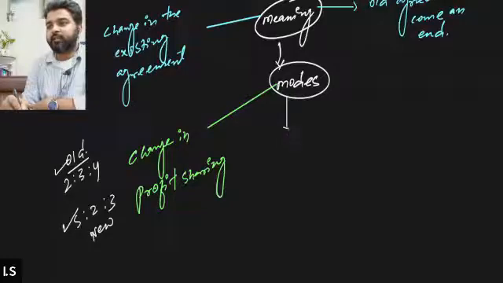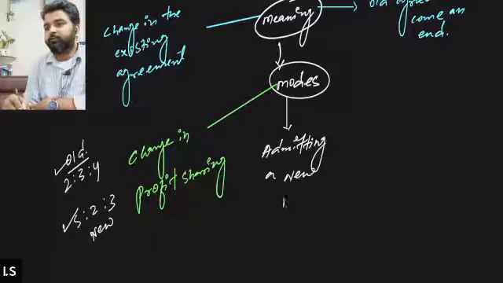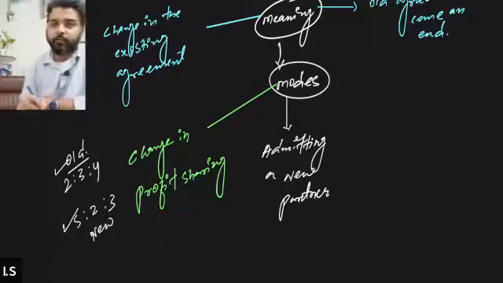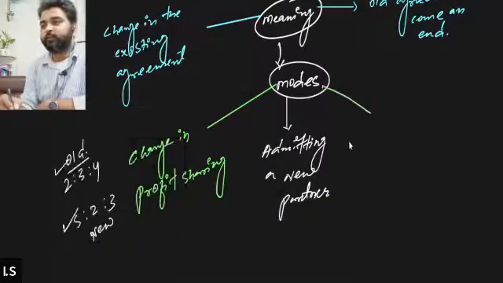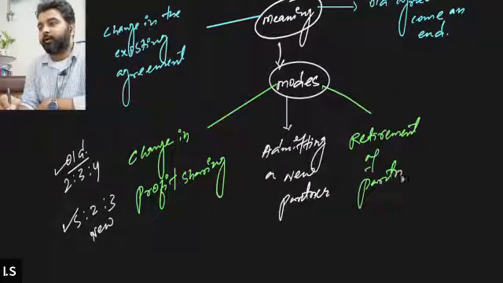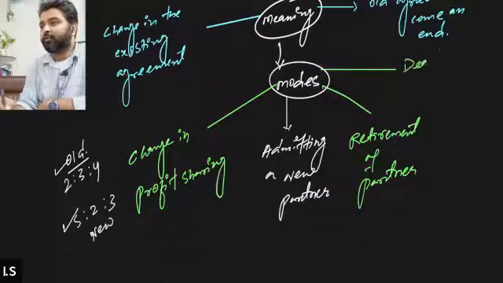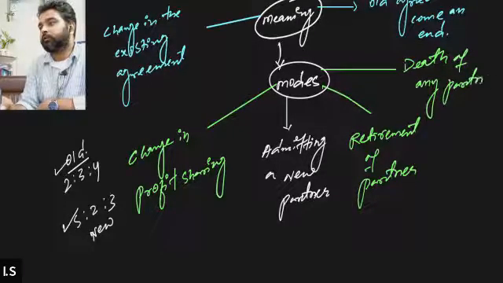And let's suppose we are admitting a new partner into the partnership. Admitting a new partner will also lead to the reconstitution of the partnership. Other than that, reconstitution also takes place whenever some existing partner retires from the partnership, retirement of a partner. And if any partner dies, so on account of the death of any partner, the reconstitution may also take place.